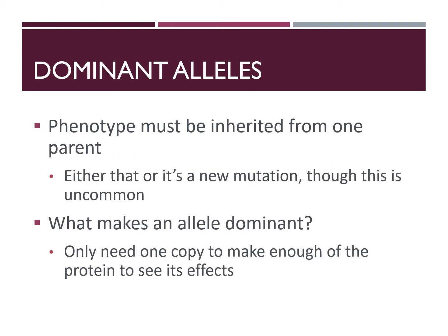So, how the inheritance works. With dominant alleles, you have the phenotype of that allele. You have to have gotten that allele from at least one of your parents. So most likely, that parent has that same phenotype. It's also possible that you have a new mutation, but that's not very common. What makes an allele dominant is that you need only one copy of it to make enough of the protein to see its effects.